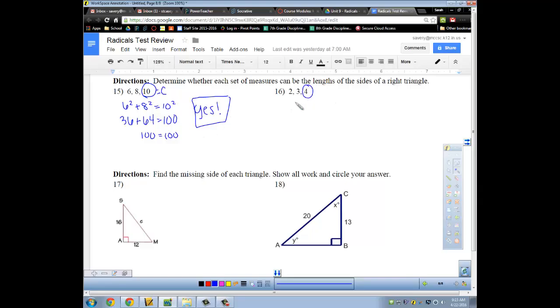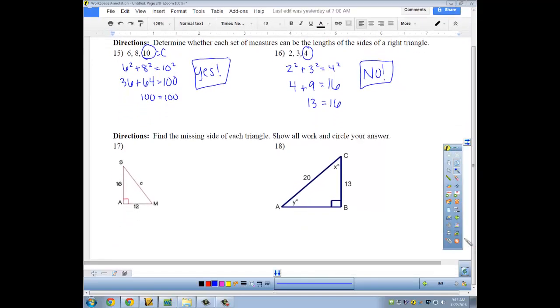16, again, this would be my C because it's the biggest number. So 2 squared plus 3 squared equals 4 squared. 2 squared is 4, 3 squared is 9, 4 squared is 16. 4 plus 9 is 13. 13 does not equal 16, so no, this is not a right triangle.